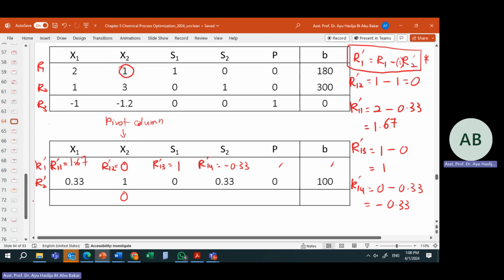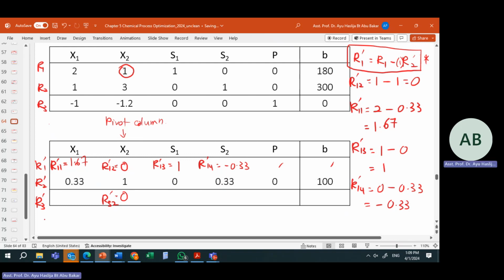Now you have one more row to find, R prime 3. We need to find the factor on the pivot column. Okay, R prime 3 here should be 0. So what is the factor equation that we can use to get 0? For R prime 3, 2. Okay, row 3, column 2.